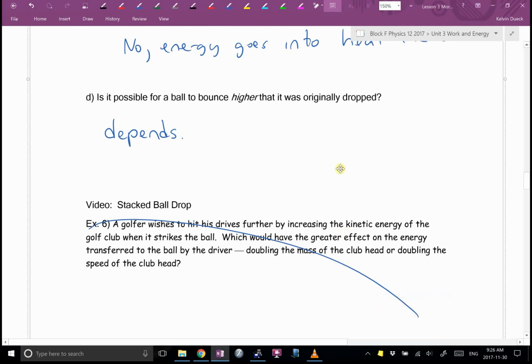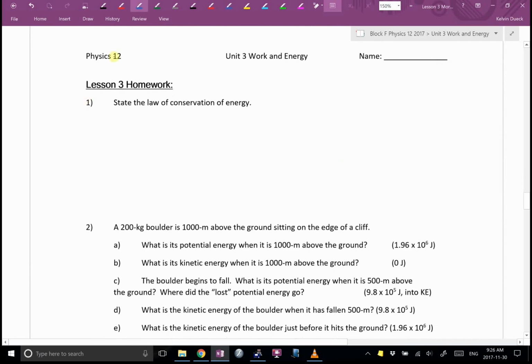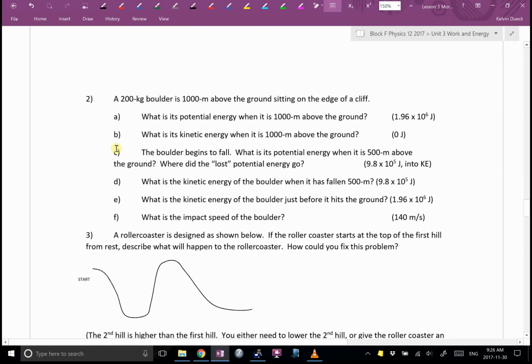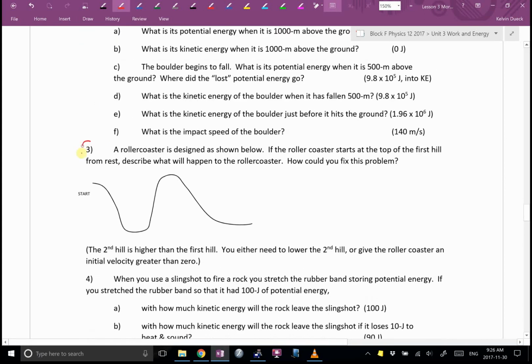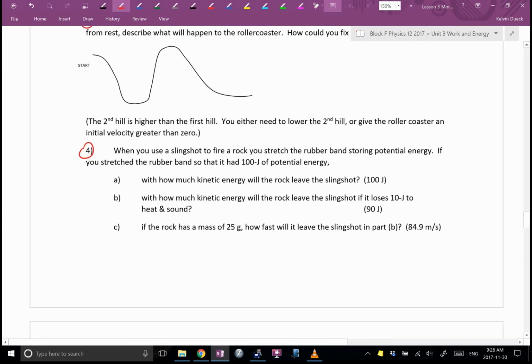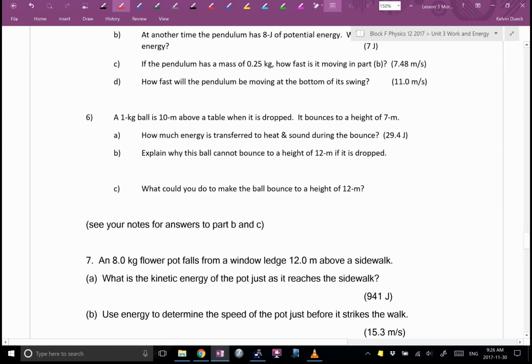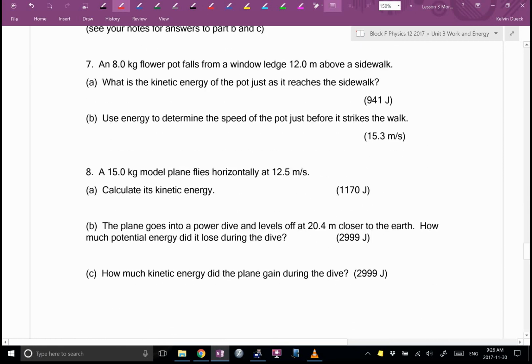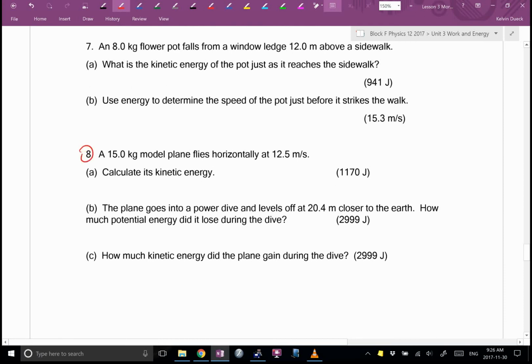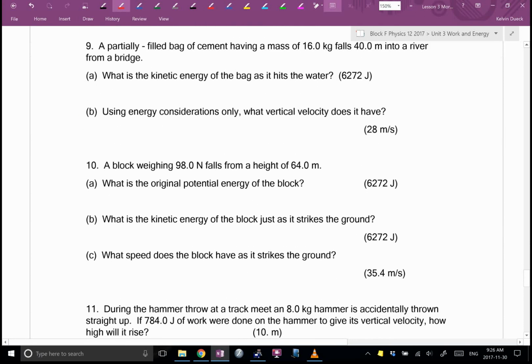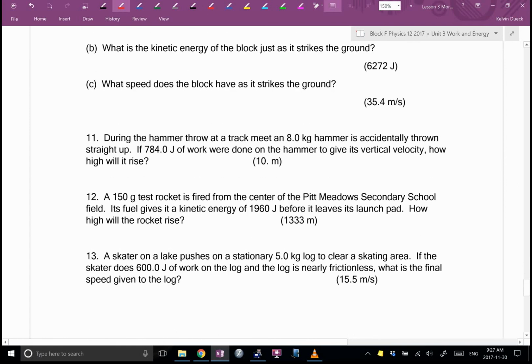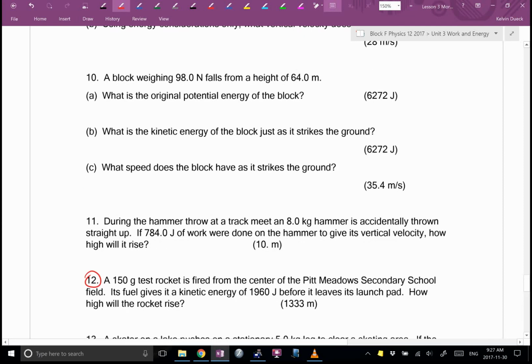So, what's your homework? I gave you some last day as well, but you can certainly also then add to this from lesson 3, number 1. 2 is good. 3 is good. 4 is good. 5 is good. We'll skip 6. Skip 7. 8 is good. Skip 9. Skip 10. Skip 11. There is a 10. Yeah, there's 12 is good.